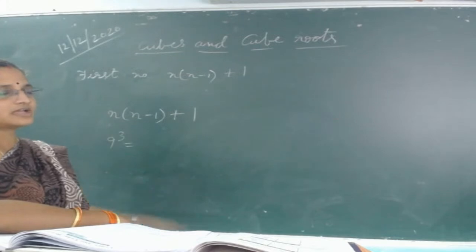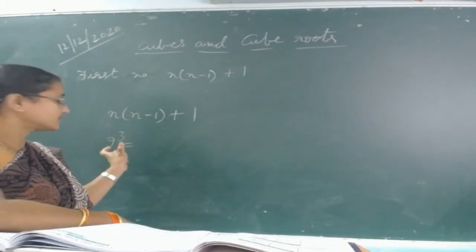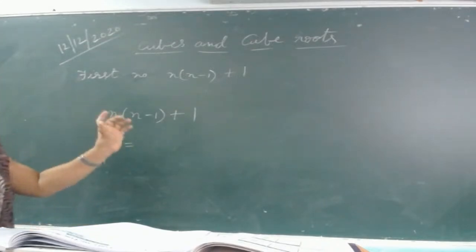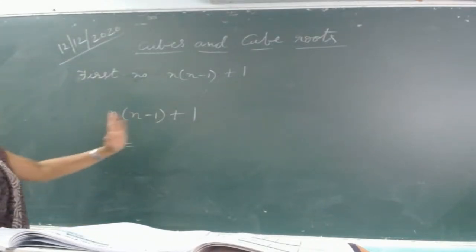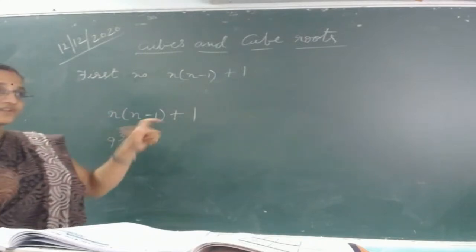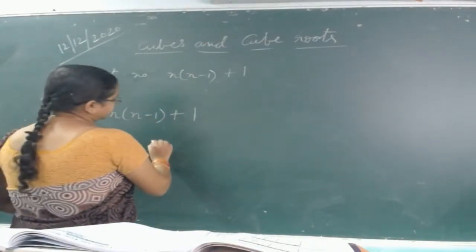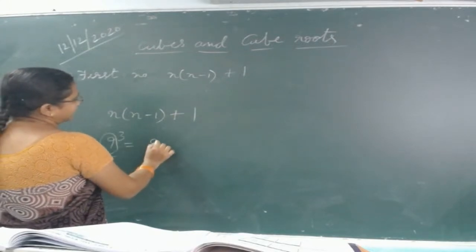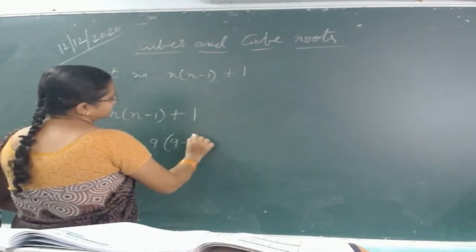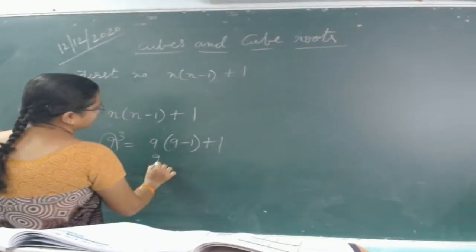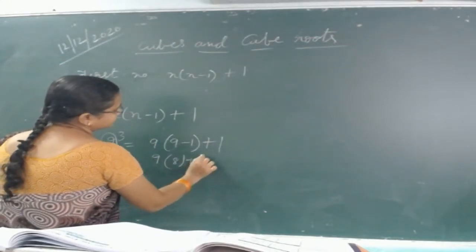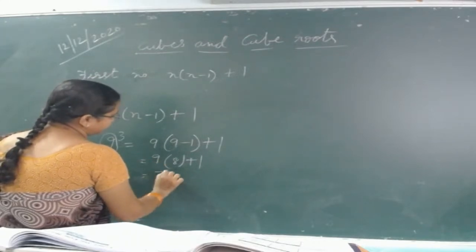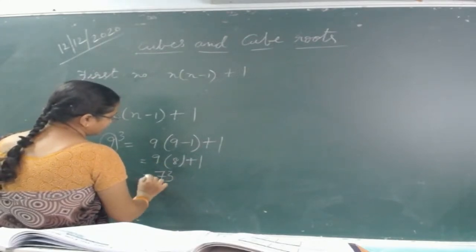But when you are actually calculating the cube of a given number, from which odd number onwards do you have to take 9 odd numbers? For finding the first number, there is one formula, n into n minus 1 plus 1. Here n is equal to 9, so 9 into 9 minus 1 plus 1. That is equal to 9 into 8 plus 1. That is equal to 73.